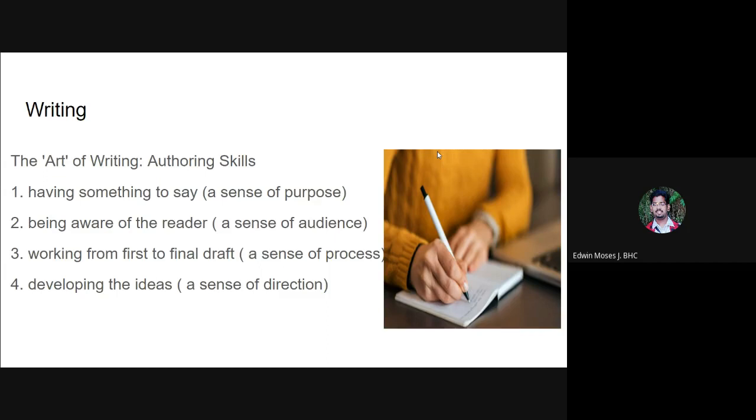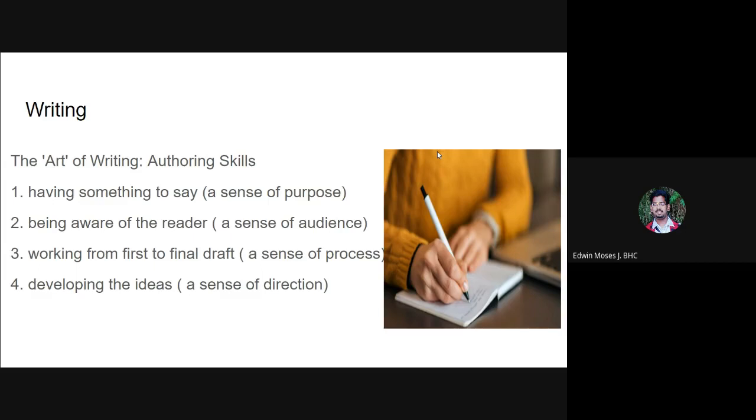Have something to say, and that is why a writer forms something in his mind and tries to put it in words, with a sense of purpose, what he's writing for and who is the audience he's writing for, and working from the first draft to the final draft, editing it, refining it, proofreading it. You go back to it again, and you may tend to change it. So editing, proofreading, fine-tuning is a process. That's part of the writing process.